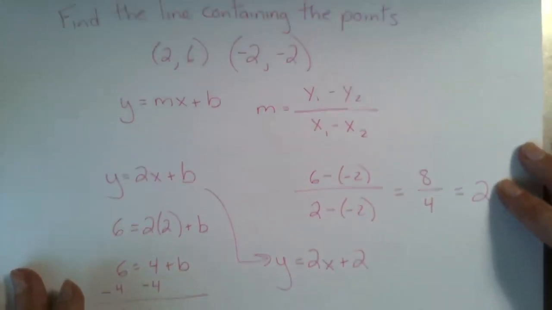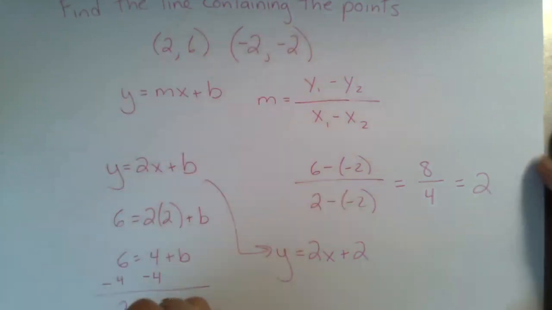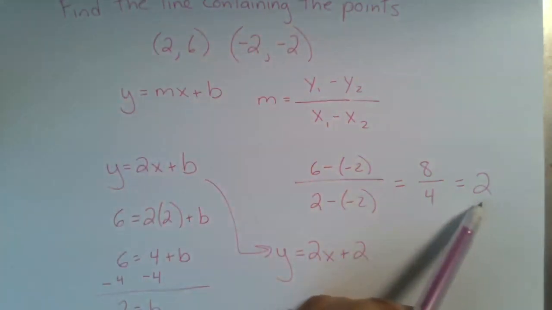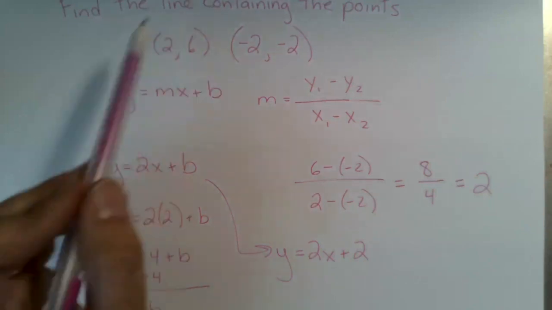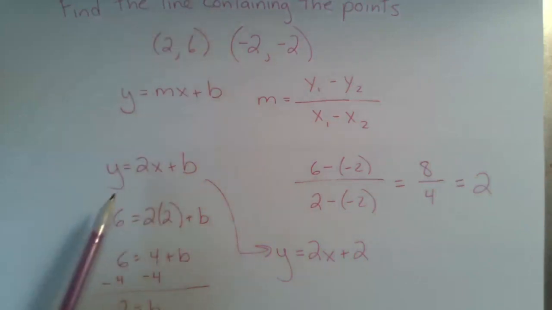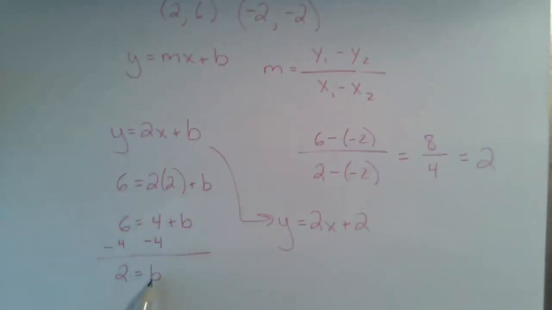So just to reiterate, I took my points, I threw them into the slope formula, and I got that my slope was 2. I put that 2 back in my equation in place of m, and then I grabbed one of my points and threw those in as my x and y, and then I did all my mathing until I found out that b is 2. And now I have my equation, y equals 2x plus 2.